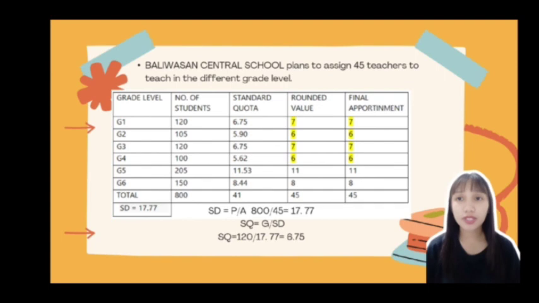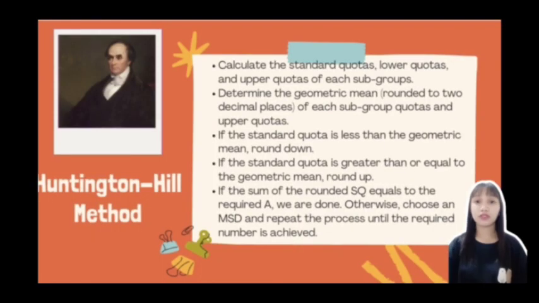So we will use the same example earlier in the Hamilton method, but now we just need to round to the nearest whole number instead of always rounding down. So in the rounded value, we're able to get the required apportionment for each grade level.